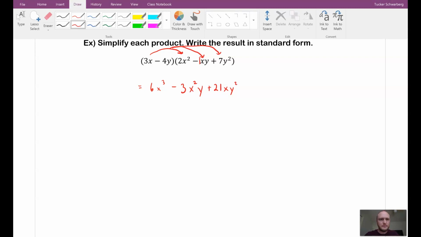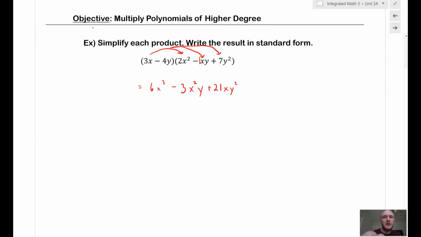Okay. All right, let me change colors. Now we'll distribute this negative 4y. So negative 4 times 2 is negative 8. I have an x squared, and I have a y. If anything with the tricky part, this is the tricky part. Finding the like terms. Like, where do I start lining everything up? And just make sure it lines up too.